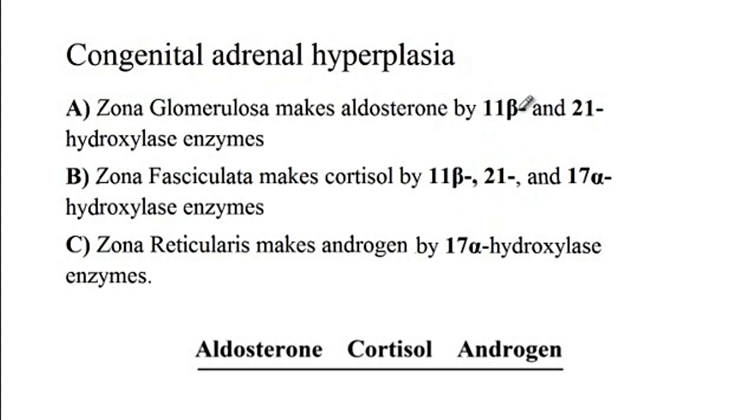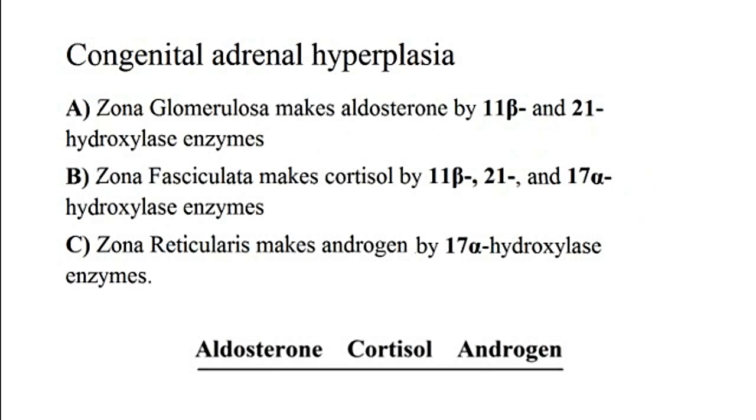Now from this point on, you will have to know how defect of any one of them, whether it's 11 beta, whether it's 21, or whether it's 17 alpha hydroxylase, will produce certain phenotypes. And this is the part that gets tricky. If you want to memorize it the way it is, I agree that it would be very hard to relate every one of these enzymes to their specific symptoms.